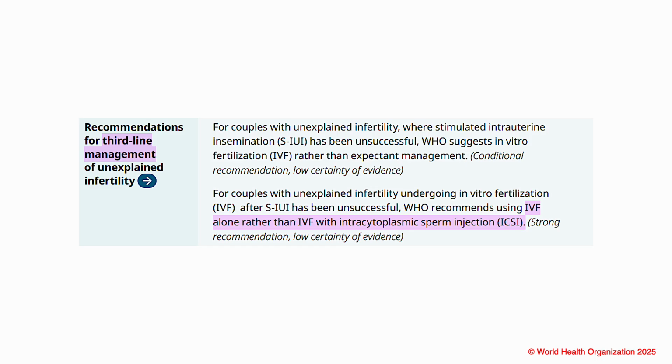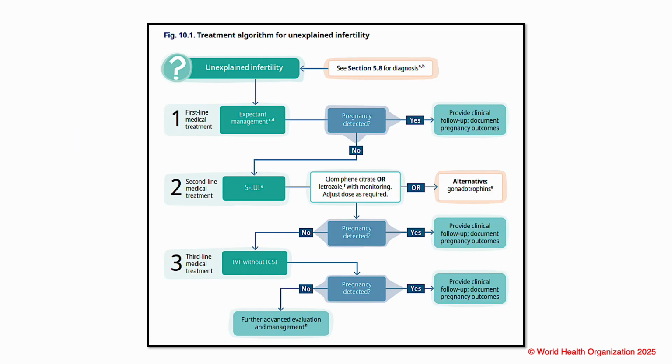Third line management is IVF alone rather than with ICSI, because ICSI does not improve the pregnancy chances, while IVF is more cost effective and equally efficacious as ICSI in patients with unexplained infertility. The same thing in algorithm form: first line is expectant management, second line is stimulated IUI, and third line is IVF.